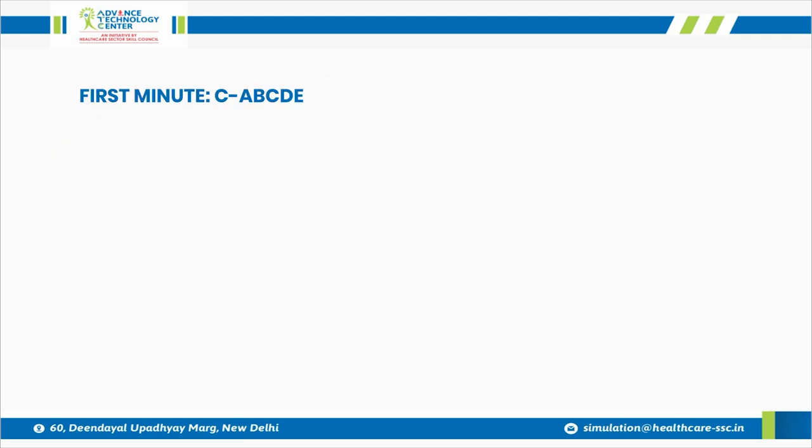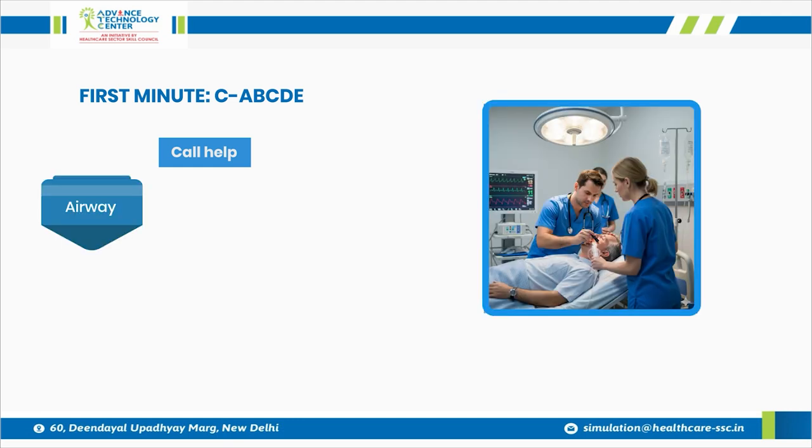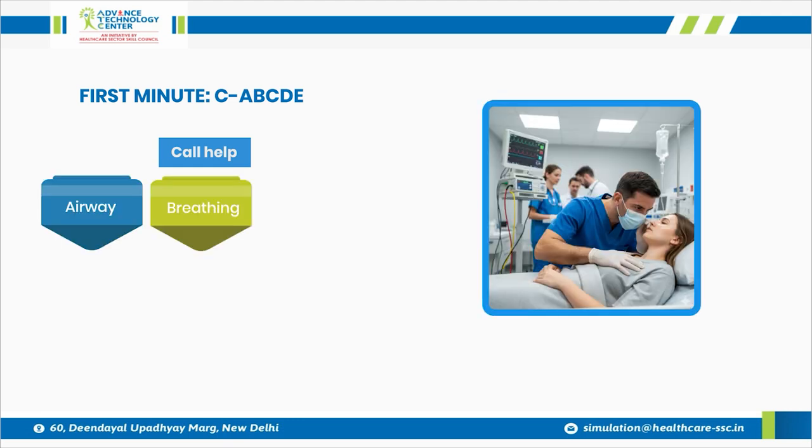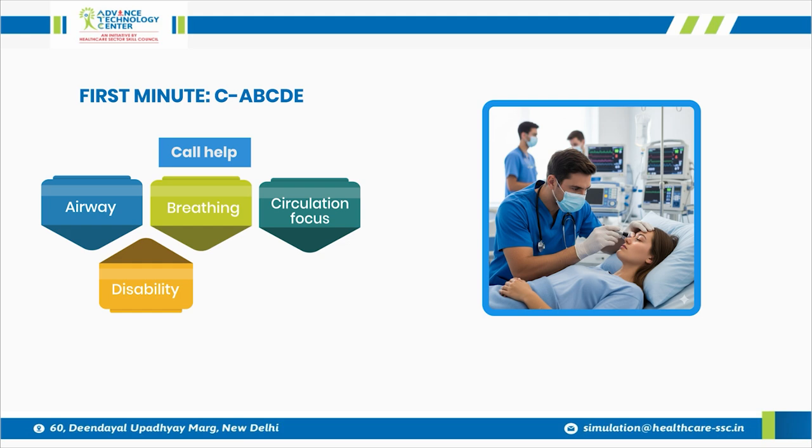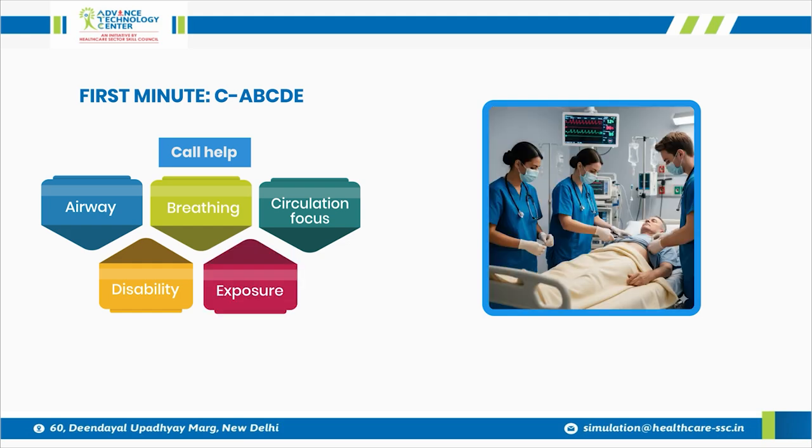First minute. C, A, B, C, D, E. Announce that you're calling for help and start ABCDE. Secure the airway, check breathing and oxygenation, and then focus hard on circulation, blood pressure, pulses, and visible bleeding. Do a brief neurocheck and expose only as needed to find rashes, wounds, or line issues.